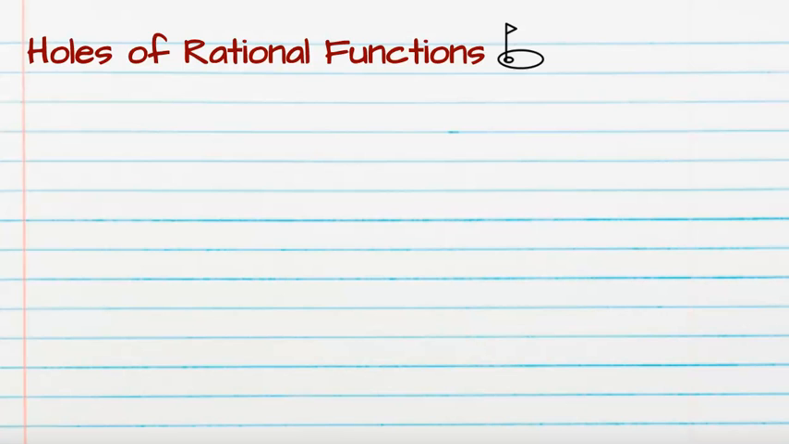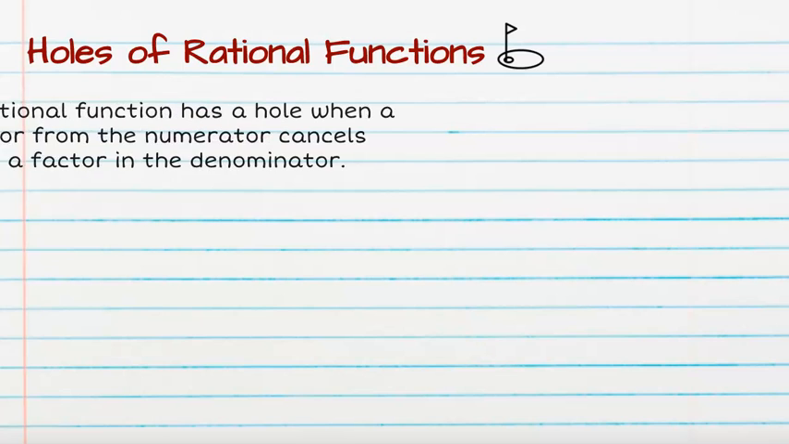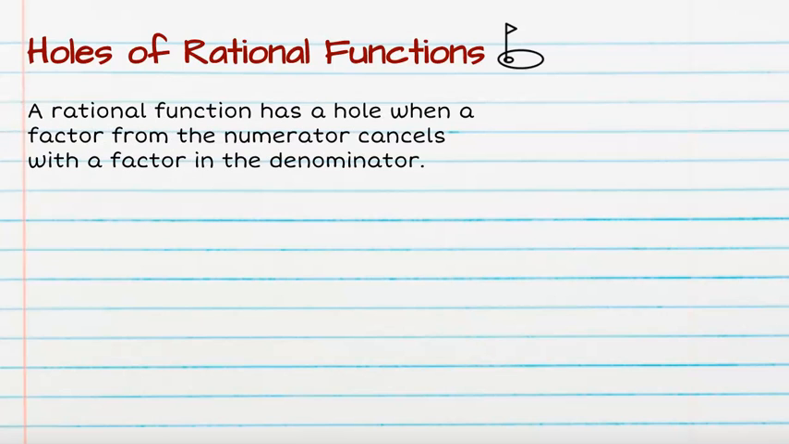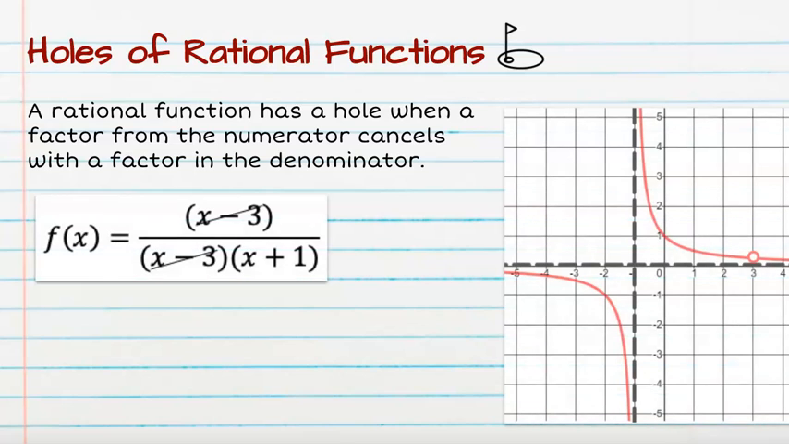One of the main characteristics of rational functions is that there can be holes. A rational function has a hole when a factor from the numerator cancels with a factor in the denominator. Let's consider this rational function. Notice the factor of x minus 3 in the numerator and denominator cancel each other out. So we know that there will be a hole located at 3. The hole is located at 3 because 3 is the value that makes the factor equal 0, 3 minus 3.